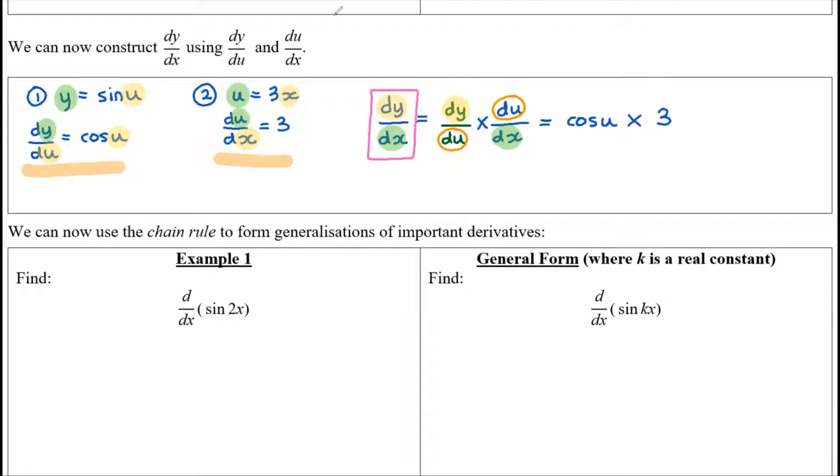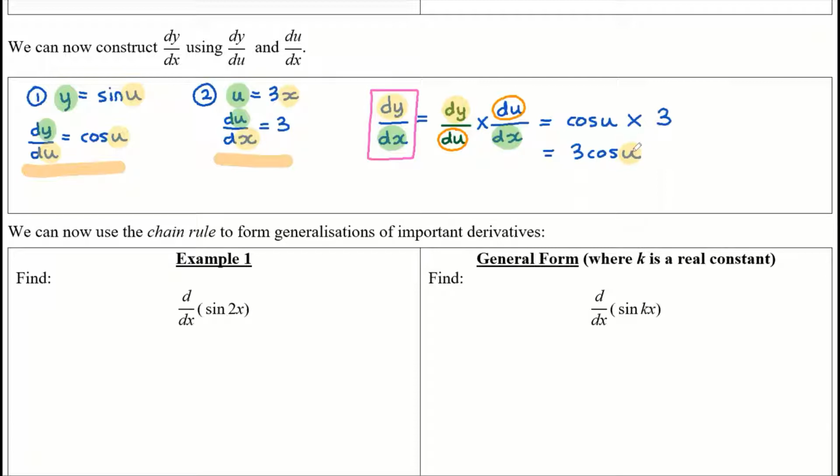I can put the 3 at the front, first of all, to make it look a bit nicer. So it's 3 cos u. But then I have to remember what u actually represents. I don't really want to keep u there because it's supposed to be dy by dx, and I have the wrong variable.